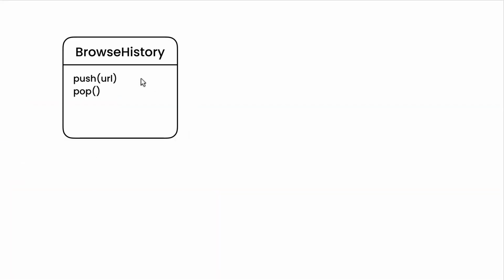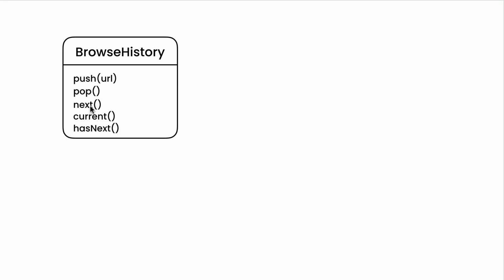So here's our browse history class with two methods, push and pop. Now to solve the problem in the last video, we should add iteration support to this class. So we should add a few new methods that allow us to iterate over a history object without knowing its internal representation. For example, we can add three methods, next, current, and hasNext.